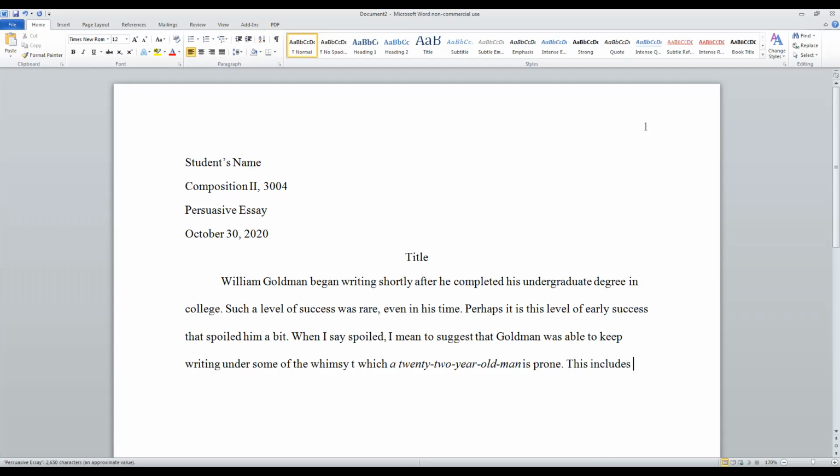This includes the propensity for treating women, for treating, I don't know that's true, so I don't want to slander him, for treating his female characters horribly.